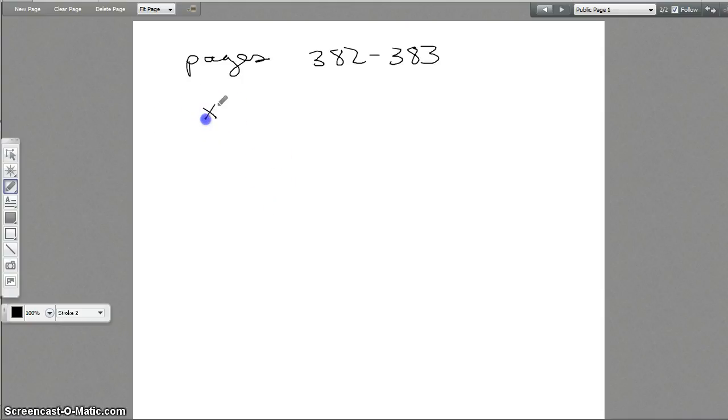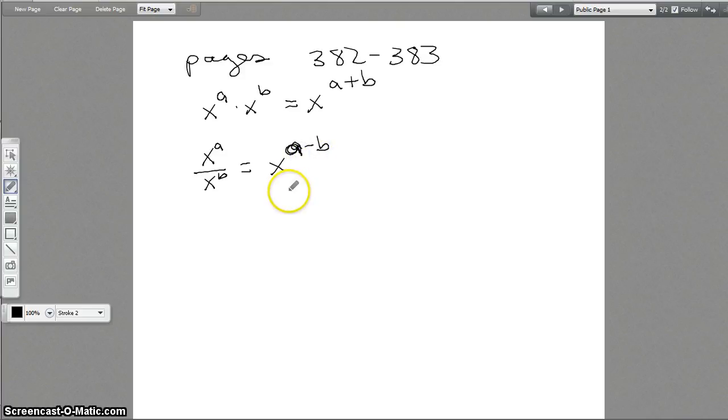All of these rules are: x to the a times x to the b equals x to the a plus b. That's the first one. Then we have x to the a divided by x to the b is equal to x to the a minus b. That's an a, not a 9. We have x to the a raised to the b power is x to the a times b.